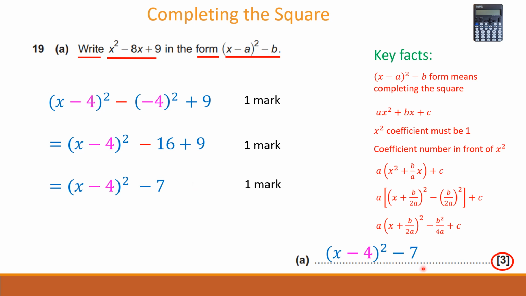Remember, always write your answer on the dotted line. Make sure your answer is nice and clear. Remember to put this squared value in here, so it's x minus 4 all squared with your minus 7 on the end, so get the 3 marks. Remember, give yourself a tick to show where the marks were awarded for the question, so you know where to get the marks in the exam.